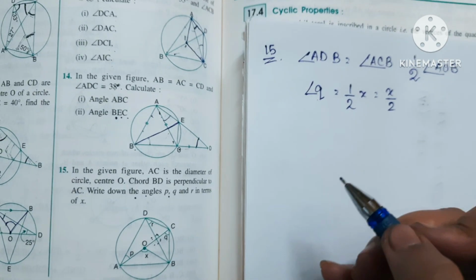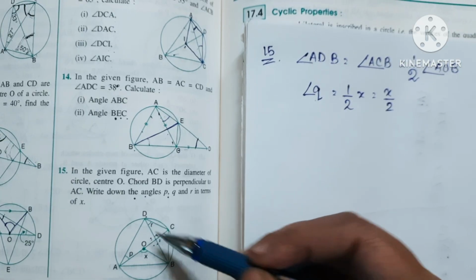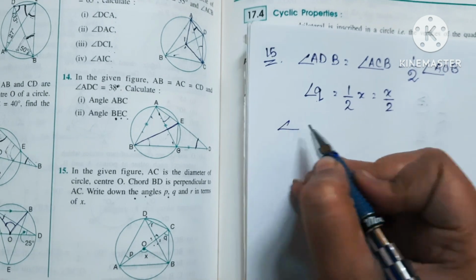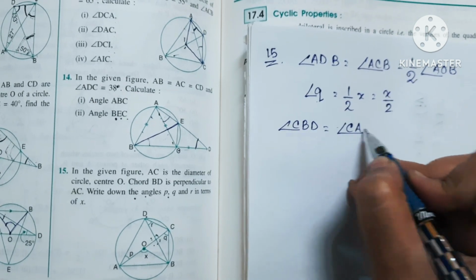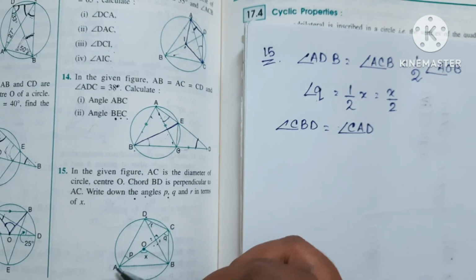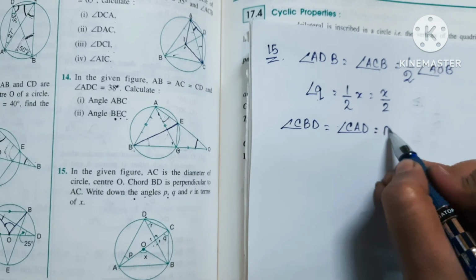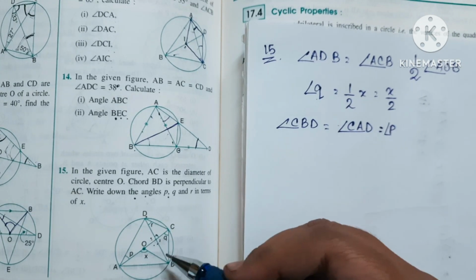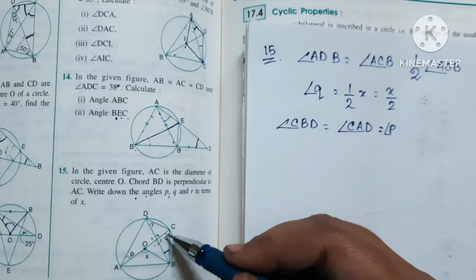So you have written Q in terms of X. Okay. Now see, in case of this triangle, this one, CBD and CAD, angle CBD is equal to angle CAD. Why? They are on the same segment CD, right? So this is also angle P, right? This one is angle P. So this one is also angle P. Okay. Now this is Q.